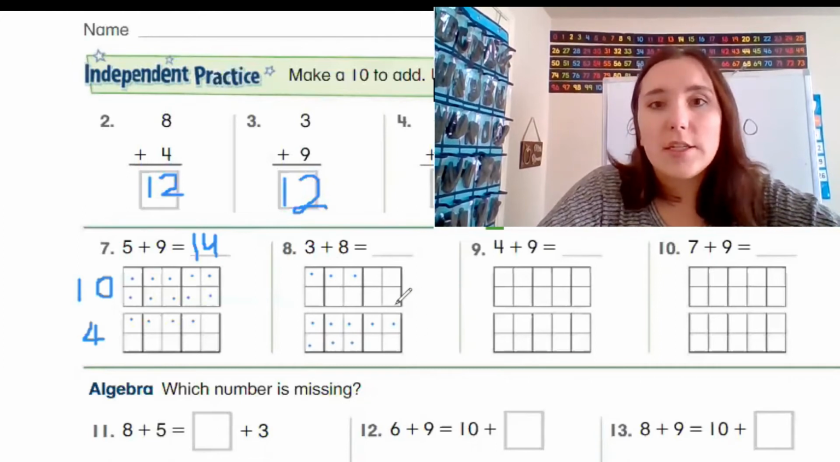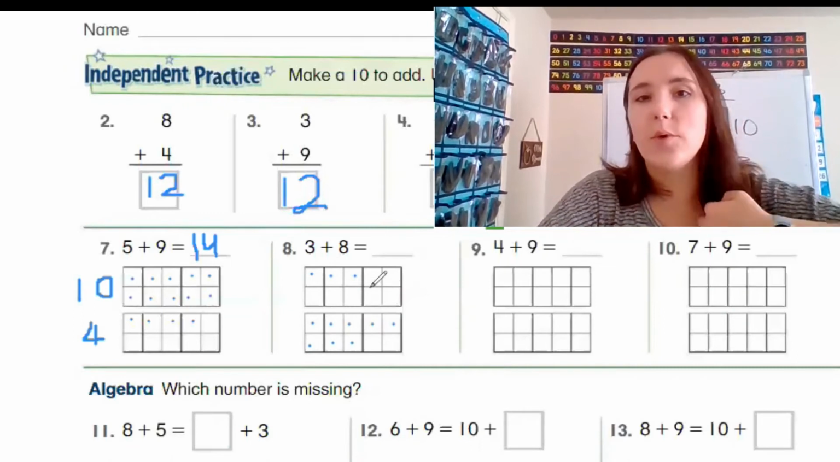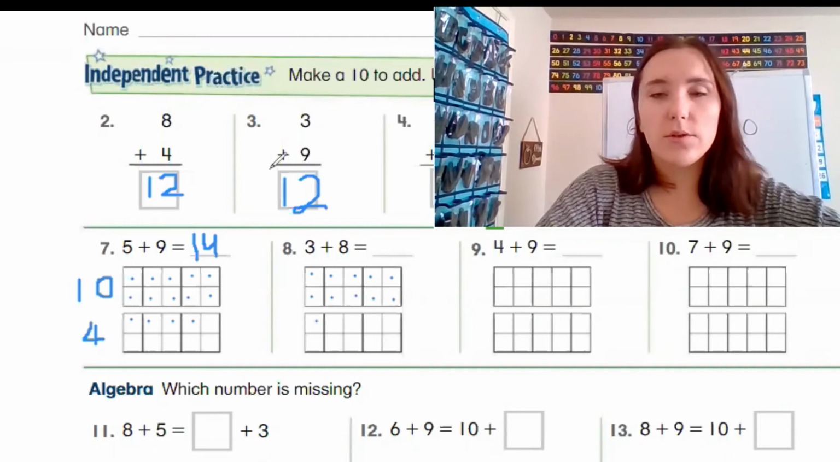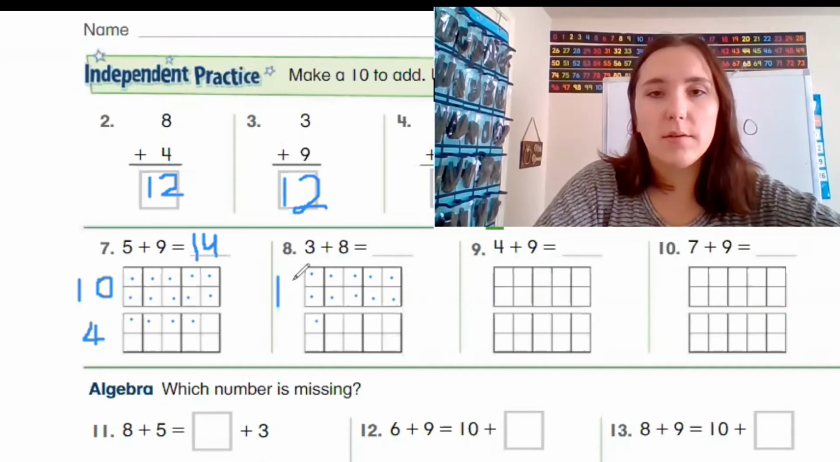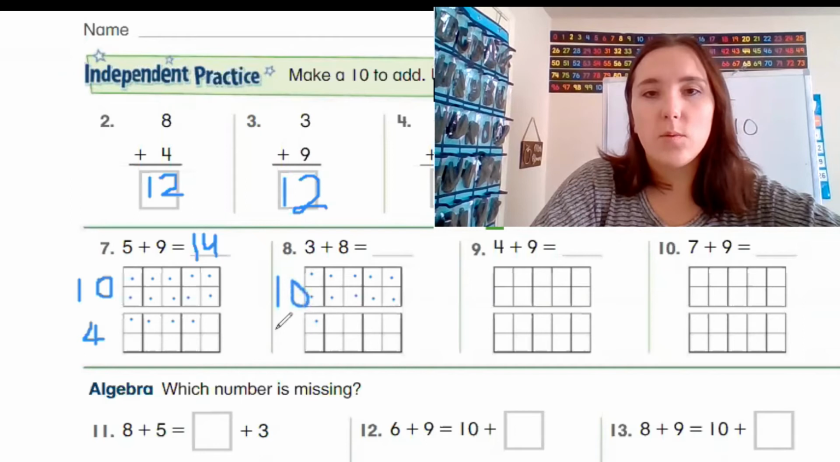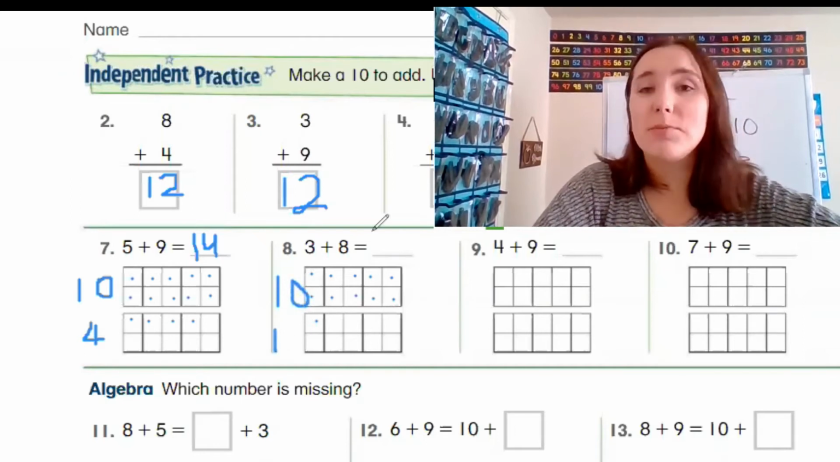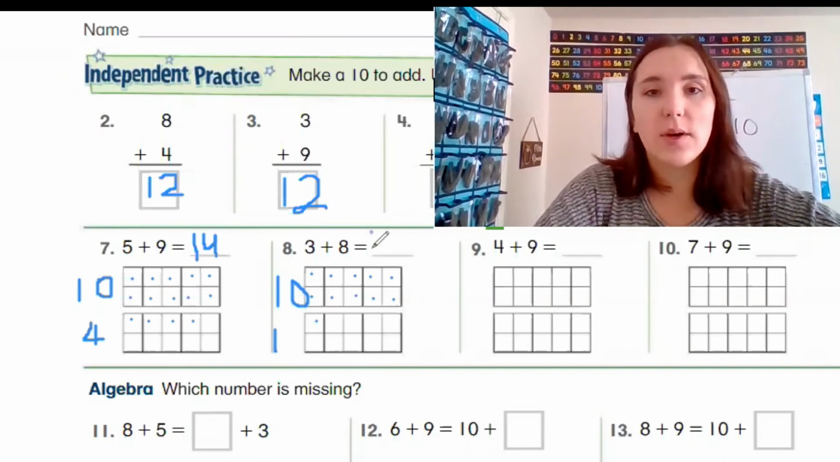Now, I need to move a lot of counters from the bottom to the top, okay? So I'm going to do them one at a time. Okay, we moved a total of 7 counters. So now we should have 10 plus 1. And we know that 10 plus 1 is 11, which means 3 plus 8 is also equal to 11.